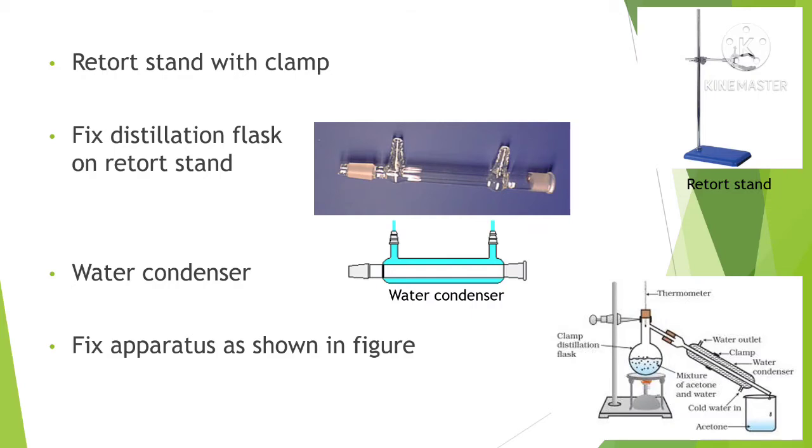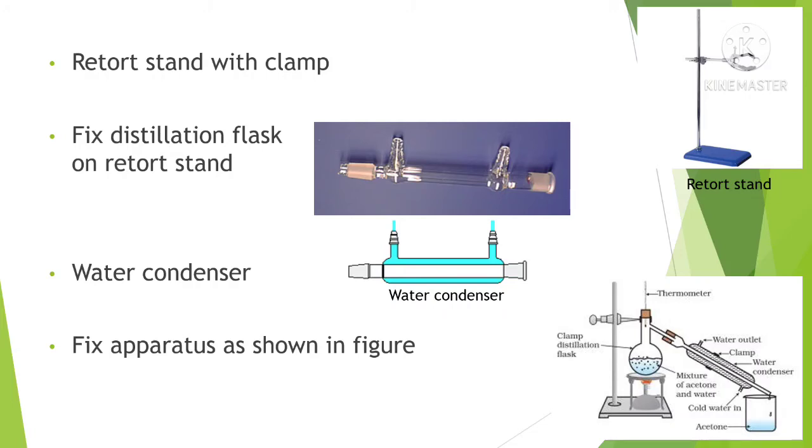Then with one end of the distillation flask we will attach the water condenser, and we will use a beaker so that we can collect the acetone that will come out. Now we will start heating this mixture with the help of either the spirit lamp or the Bunsen burner.